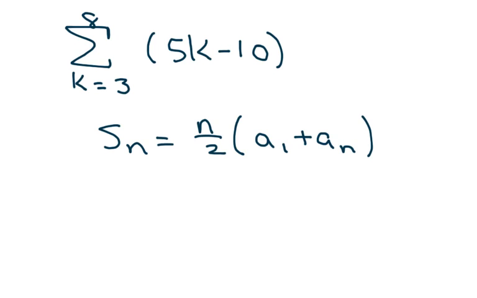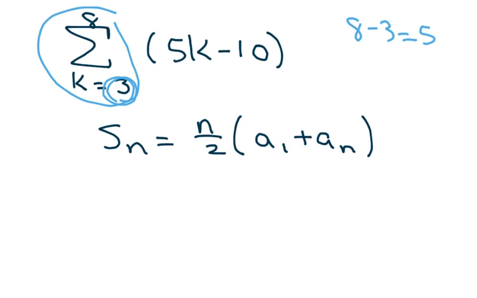what we need to do is look at what's going on here. This is different. We're not starting at 1. They're starting where k is 3. But how many terms is that? So basically what you do is you do 8 minus 3 is 5, and then you have to add 1. So our n happens to be 6.